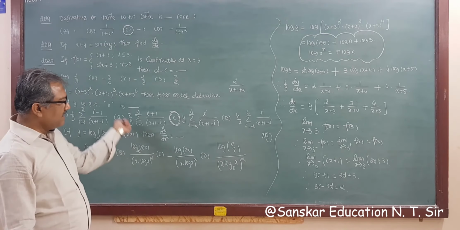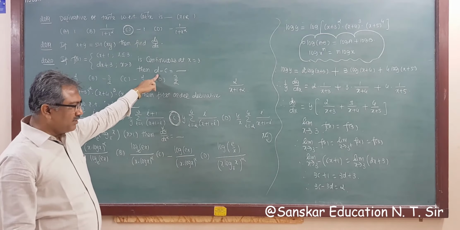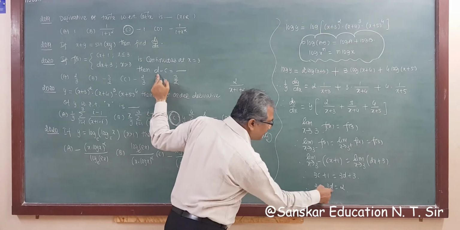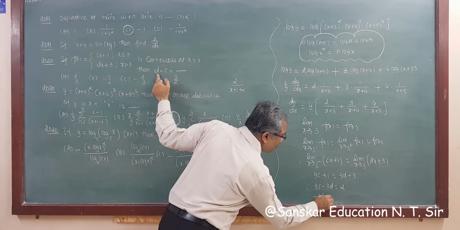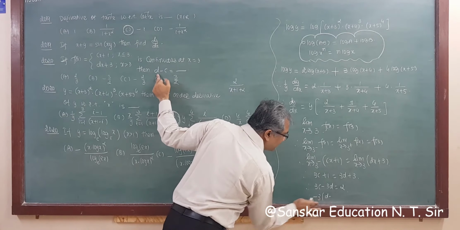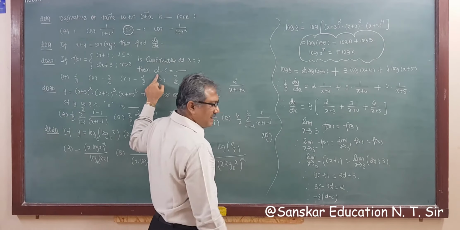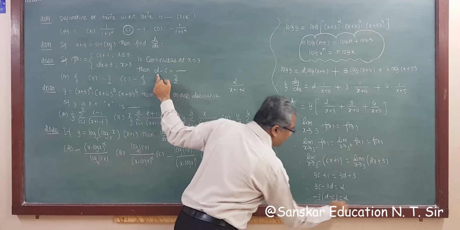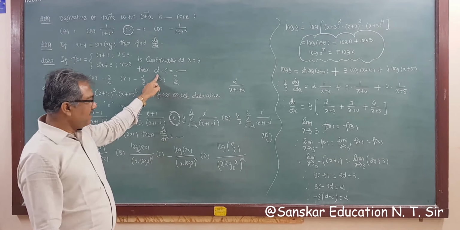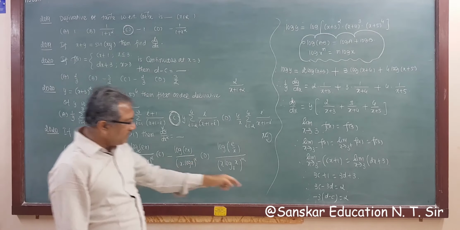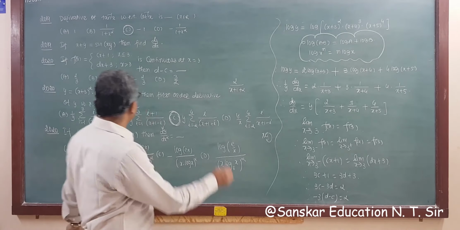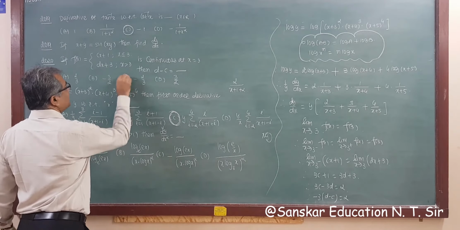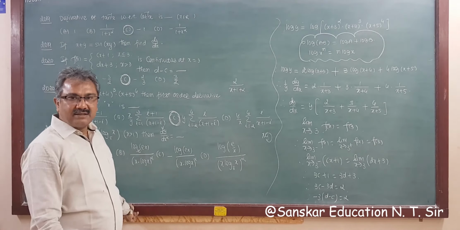Now what do we want? d minus c. We want d minus c, so taking minus 3 common, this is d minus c, which is equal to 2. So what is your answer? d minus c is minus 2 upon 3. So minus 2 upon 3, that is option C, is your correct answer, right?